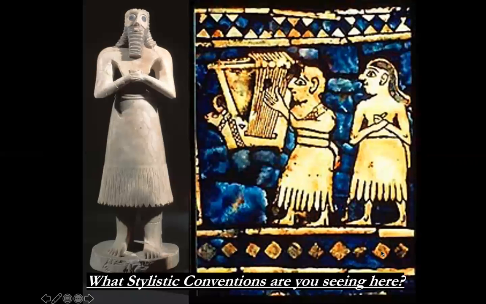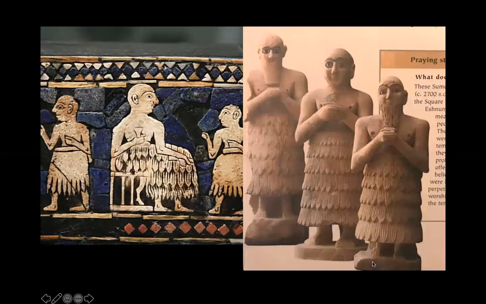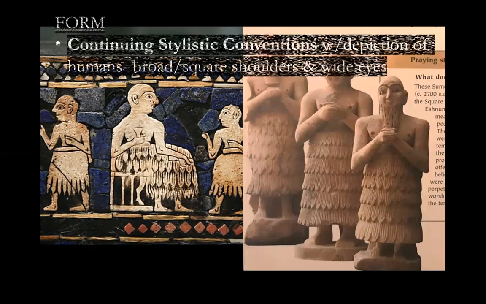All right, we're going to go back to form. So what stylistic conventions are you seeing here? Where are you seeing the tradition of art making continue? Looking at the votive figures, which is also from the same region, and then looking at the figures in the Standard of Ur. Even this one here, the king, and then compare those back to the votive figures.